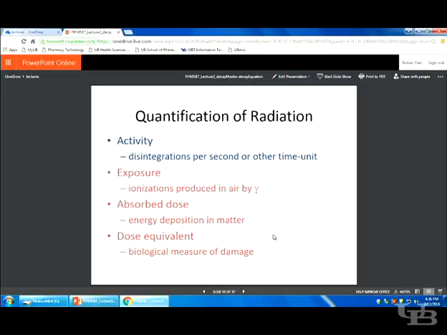Okay, so that concludes our lectures on where radiation comes from and some basic quantification. Now I'm going to start another chapter, which is about radiation interaction with matter.